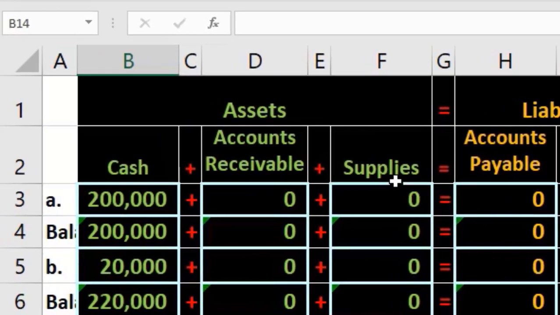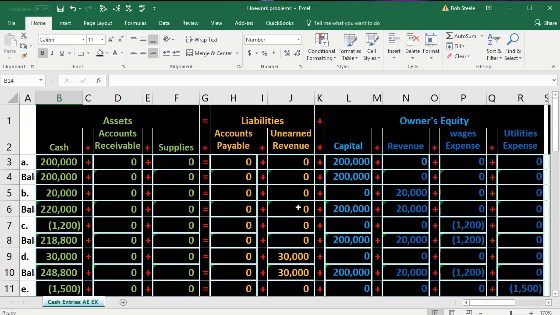So this is kind of like our introduction to inventory, meaning we're going to track the supplies in a similar way that we would track inventory, putting all the supplies into an asset account, then counting the supplies at the end of the time period, and then writing down the supplies asset account and recording the related expense account as the supplies are consumed.